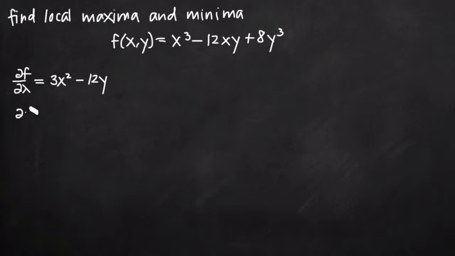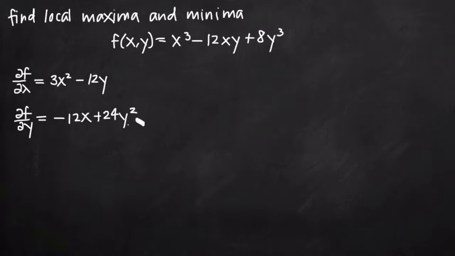If I take the partial derivative of f with respect to y, this x cubed term drops away because there's no y variable involved. For my middle term here, I'm left with negative 12x because the derivative of y is 1, and this negative 12x is like a coefficient here. And then the derivative of 8y cubed is going to be plus 24y squared. Those are my first order partial derivatives.